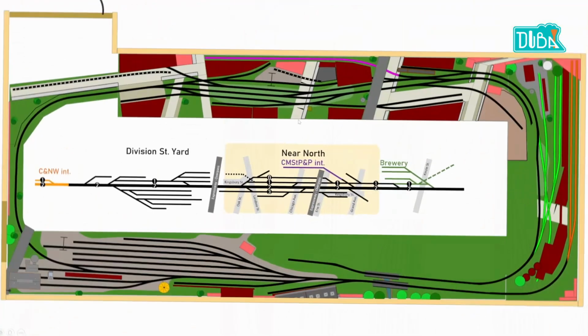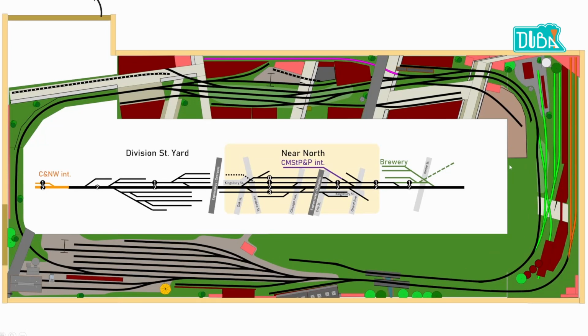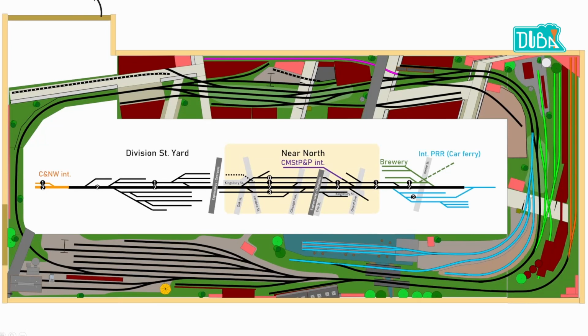So back to the main section, and here we have the Interchange, which is a car float that connects to the Pennsylvania Railroad.